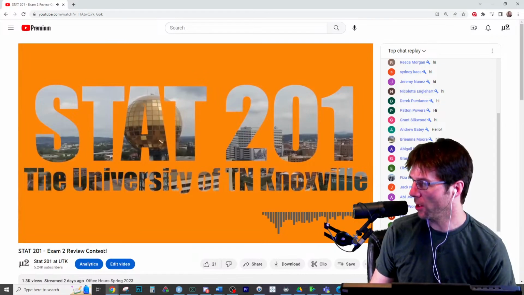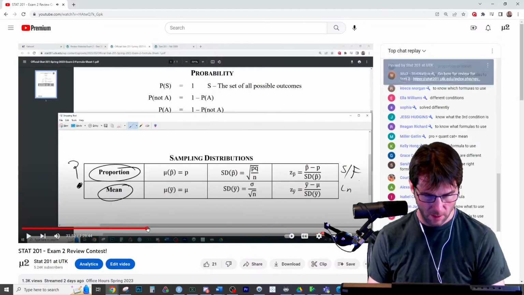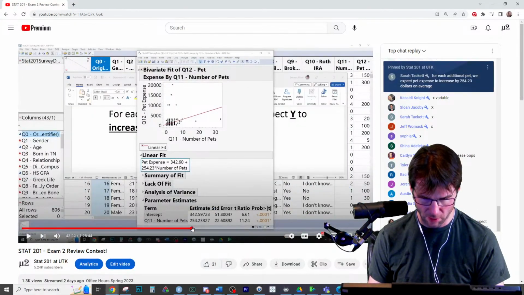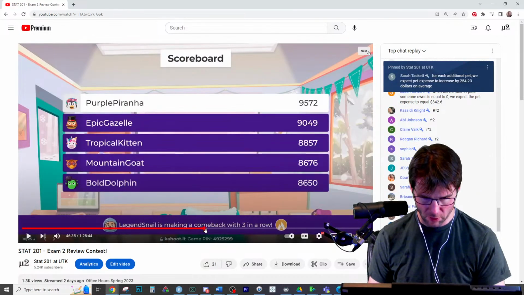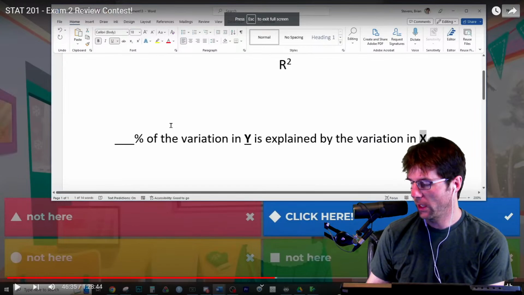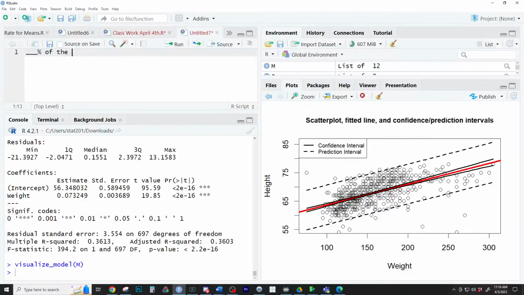Were you able to check out the Kahoot review? With the Kahoot review, we went over the interpretations right in here. Here's us doing the interpretations, and R squared was last. So here is the R squared interpretation on the screen: blank percent of the variation in Y is explained by the variation in X. So how would we interpret this now if this is the R squared?